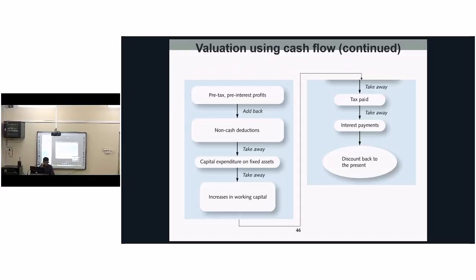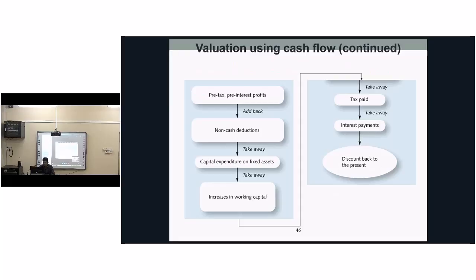Because your accounting profit does not reflect cash, there are certain cash adjustments. Things like depreciation have been recorded in the pre-tax pre-interest profit. So we have already deducted this figure, and you need to add back the non-cash deductions. It can be accounting profits, accounting losses, depreciation, things like that, and then you adjust it. And the capital expenditures you normally do not record in the income statement, so we need to adjust that as well.